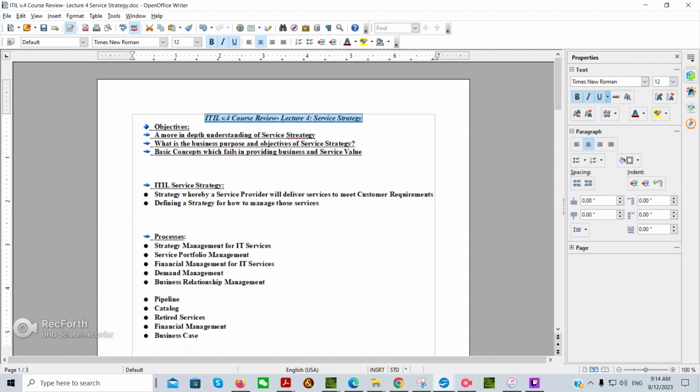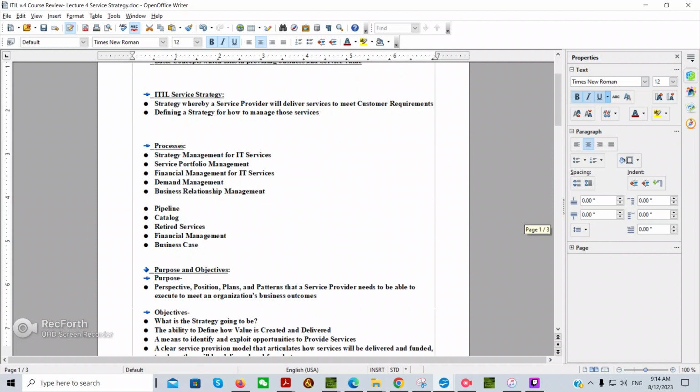Let's first talk about the ITIL service strategy, and this is version 4 that is. Number 1, we have strategy whereby a service provider will deliver services to meet customer requirements. Number 2, defining a strategy for how to manage those services. Okay? So, in this strategy we have processes.